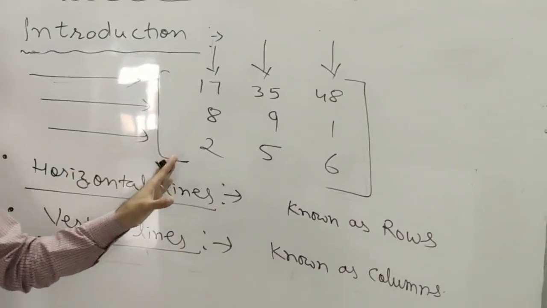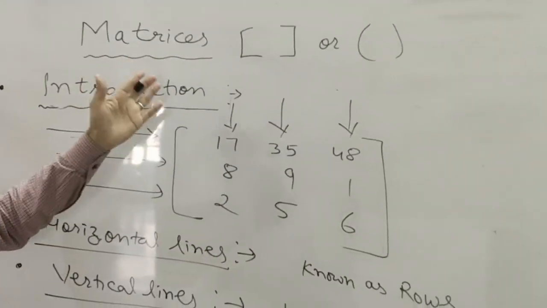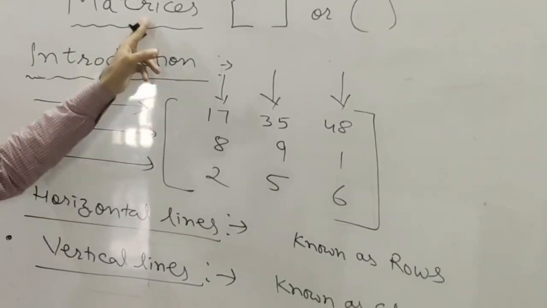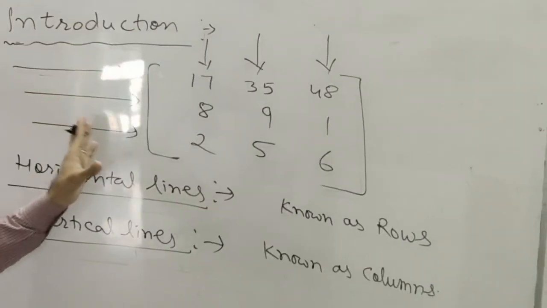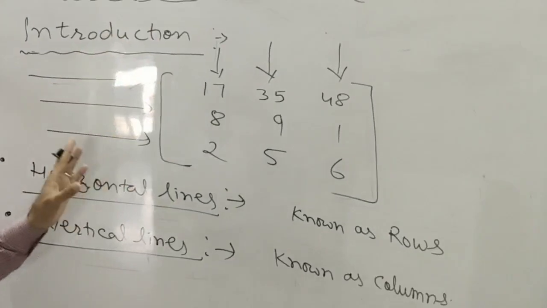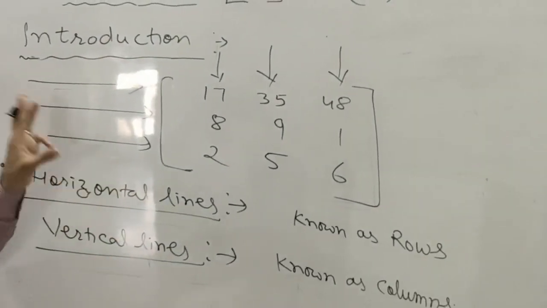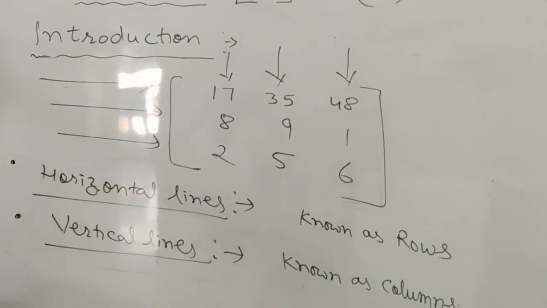So the topic is matrices, and matrix is the same word. Matrix is the singular form and matrices is the plural form. Whenever we are talking about more than one matrix, the term matrices is used, and whenever we are using only one matrix, then the term is simply matrix.